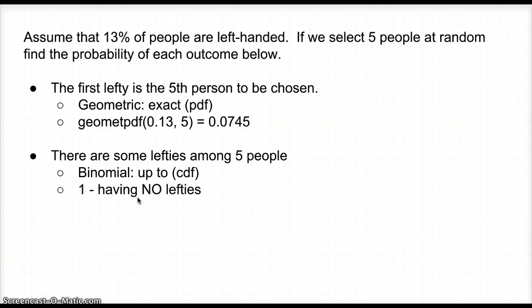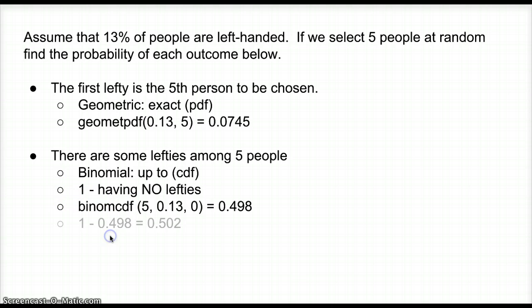So we have an equation for binomial that goes up to, but we want 1 minus having no lefties so that we could see what happens with that. So we have the binomial, there's 5 and the 13%, and the chance of us picking none is 0.498. And so now we're going to do 1 minus that. Remember, if it's at least, you always subtract from 1.